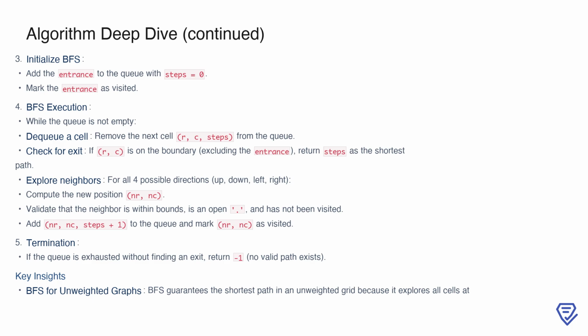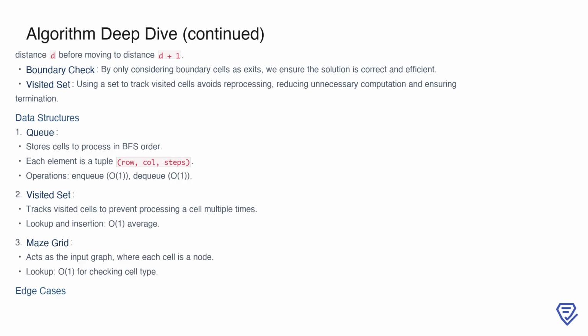If the queue is exhausted and no exit is found, we return -1 to indicate that no valid path exists. BFS is particularly effective in this scenario because it explores all cells at a given distance before moving on to cells farther away, ensuring the shortest path is found. By restricting exits to boundary cells, we maintain both correctness and efficiency in the solution.